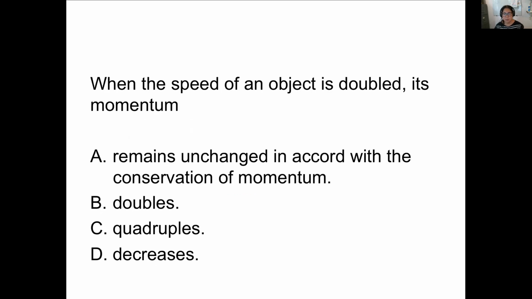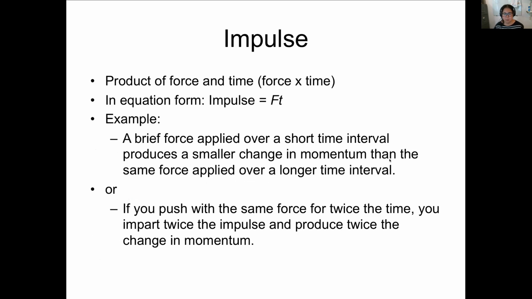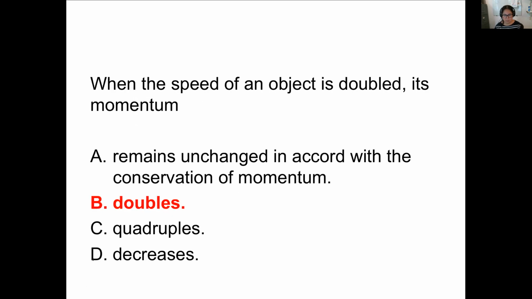When the speed of an object is doubled, then its momentum is A, remains unchanged, B, doubles, C, quadruples, D, decreased. Doubles, right? Mass hasn't changed, the object is the same, and the speed doubled, so momentum doubles. All right, so that's the definition of momentum.